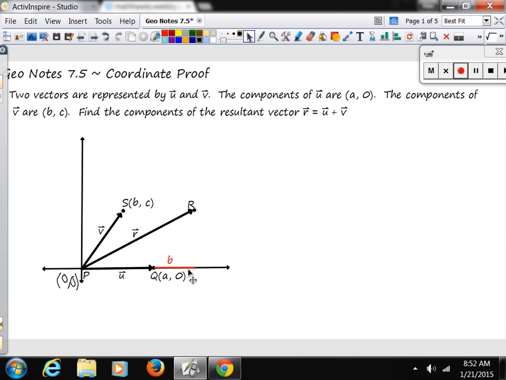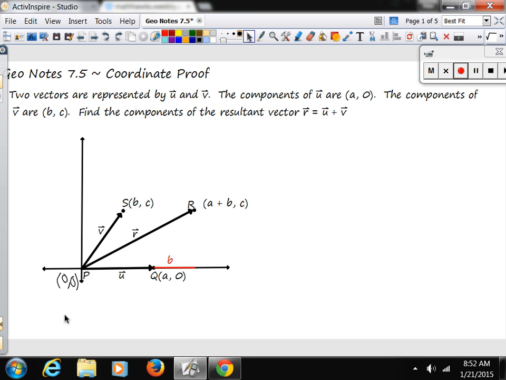How far did I go up? I went up C because it didn't move anymore up. It stayed. So my new vector, this vector R, should be at A plus B. A plus a B to get me my horizontal, and then C gets me my vertical. So over A plus B and up C.